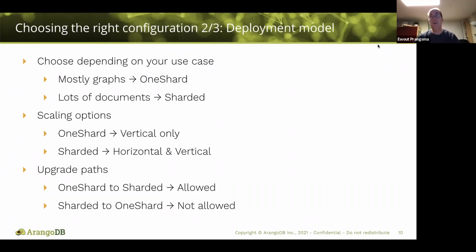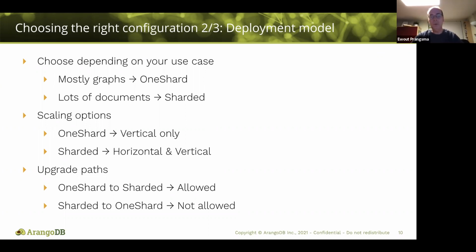First of all, the deployment model. That's the most important decision that you would make. And I often speak with customers, and many of them are asking, okay, what should I choose? The default for Oasis is one shard, but I also have this sharded, and when should I pick which one? And that depends on your use case.